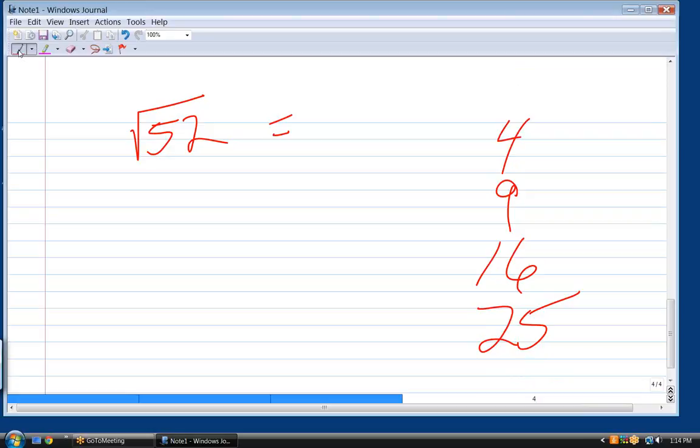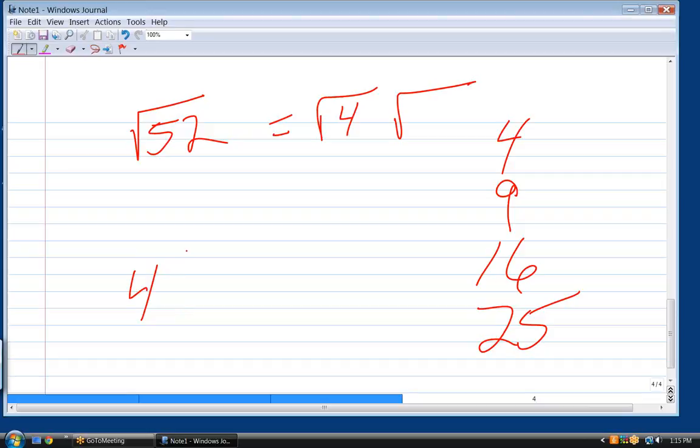What about 16? No, good guess, but it doesn't. Okay. But 4 does. Yeah, because 9 can't. No, 9 doesn't, because 52 doesn't add to 9. We've already eliminated 16 and 25, so 4 must be the thing. Now, what is 4 into 52 equal?